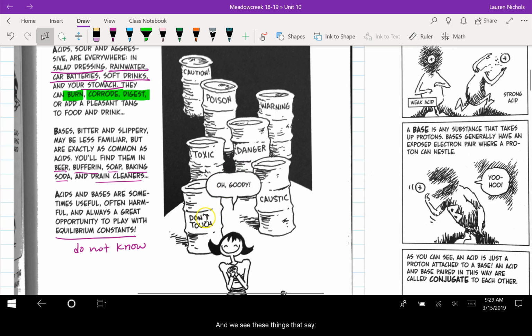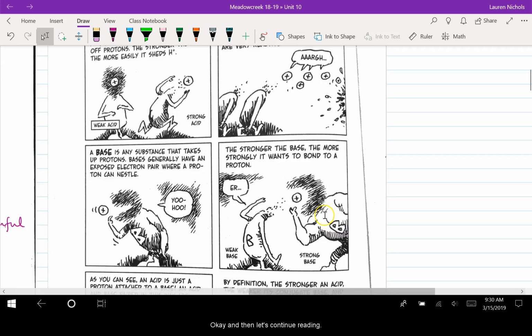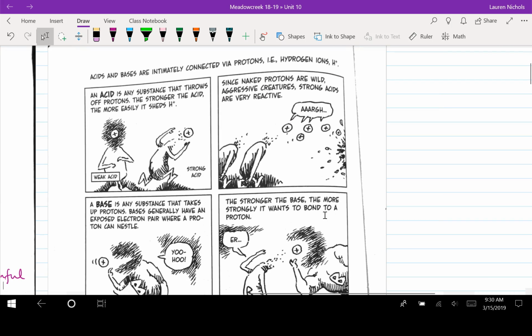And we see these things that say, don't touch, caustic. Okay, that means like harmful. Okay, it can burn through like your skin and things like that. Toxic, danger, warning, poison, caution. Okay, these are words often associated with acids and bases. Okay, and then let's continue reading the comic.